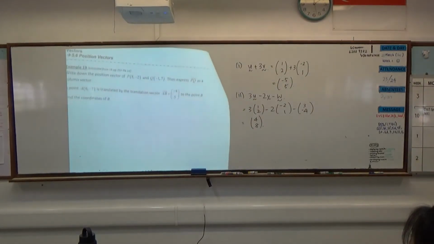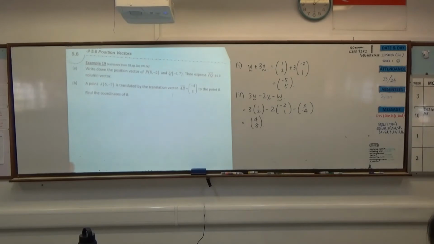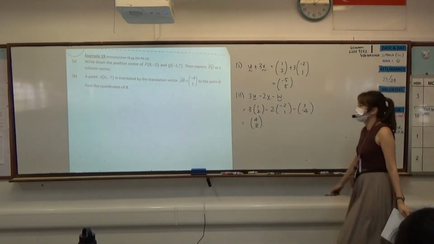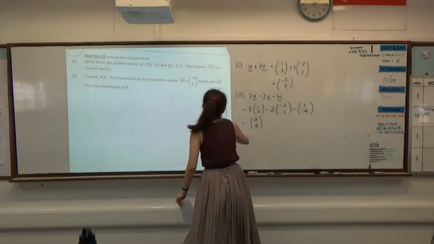Example 19. We want to write down the position vectors for the points P and Q, and then express PQ as a column vector. I mentioned already that the coordinate system and the vector system are the same. So could you figure out the answer to part A? I'll give you about 2 minutes. Figure out the answer to part A before we talk about part B.